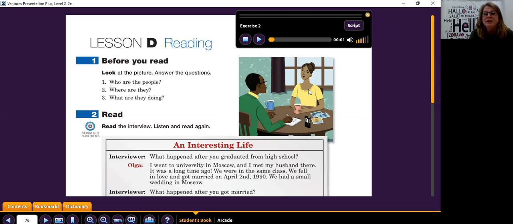So this is Olga and the interviewer, a man. It appears as though they are at her home. I would just guess that because it looks very casual to me. They're having coffee. He's got a tape recorder there, or a voice recorder. She has pictures sitting out on a table. To me, that looks like they're probably at her home. And what are they doing? He is asking her questions about her life, okay?